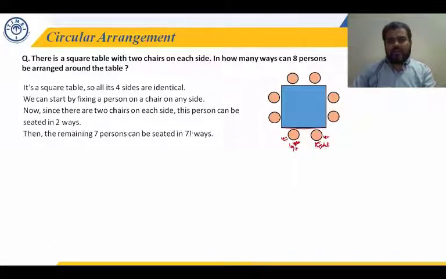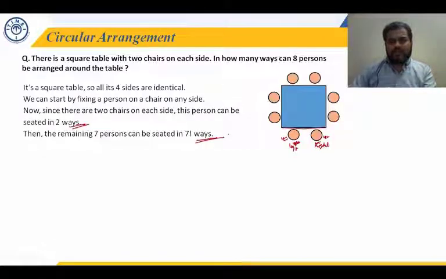And then once you fix that person, the remaining 7 can be seated in 7 factorial ways. Once you fix this person, which can be done in 2 ways, you will be left with 7 chairs and 7 persons. So you can arrange those 7 persons in those 7 chairs in 7 factorial ways.